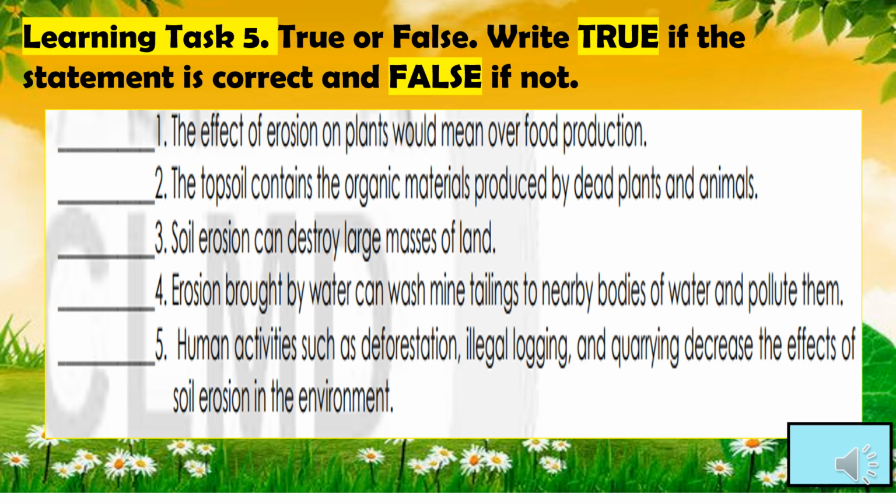Number 5, human activities such as deforestation, illegal logging, and quarrying decrease the effects of soil erosion in the environment.